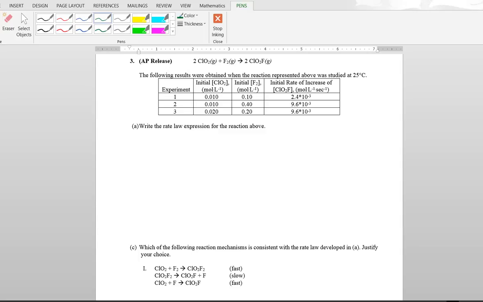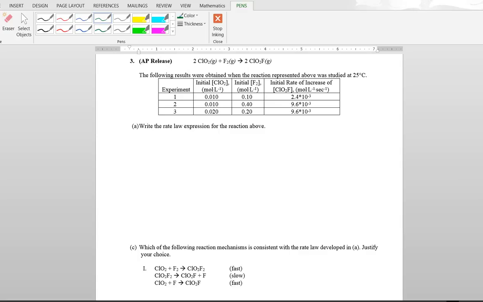Hello, this is Mrs. Nearing, and we'll be talking through problems number 3 and 4 on the Kinetics practice set. There's a different video covering the first two problems from this practice set. So problem 3, it's an AP release problem, and again, some of these are trickier than our standard simple ones that we started out with.